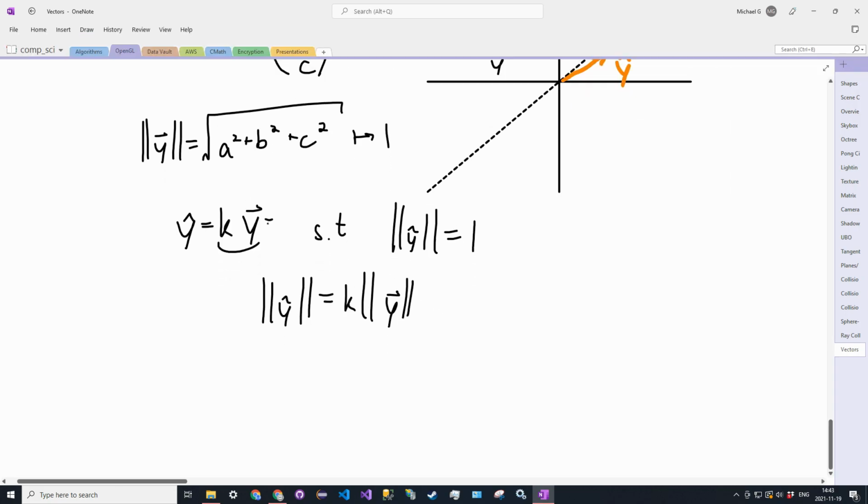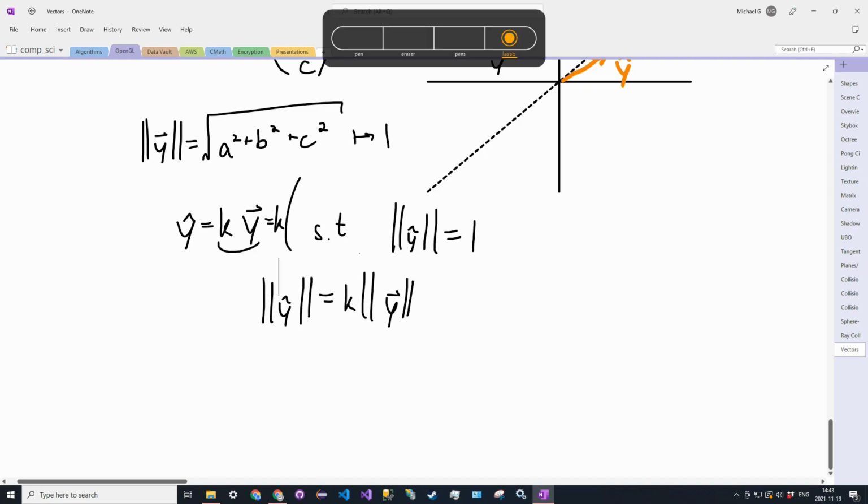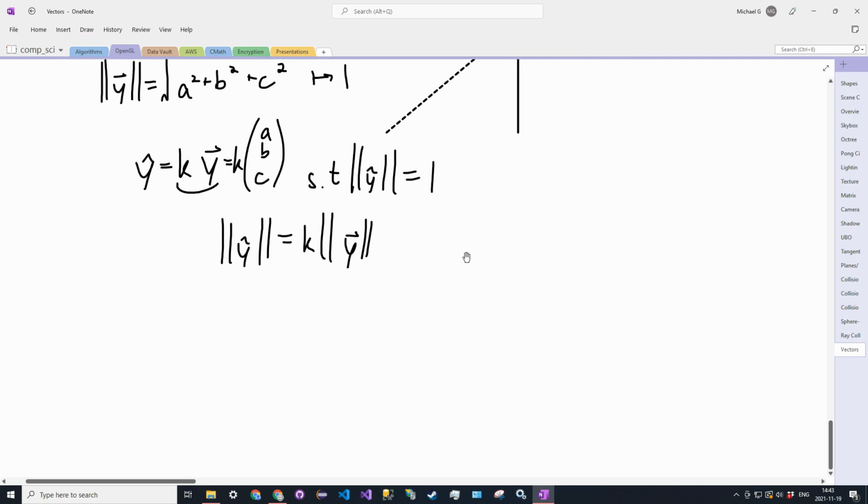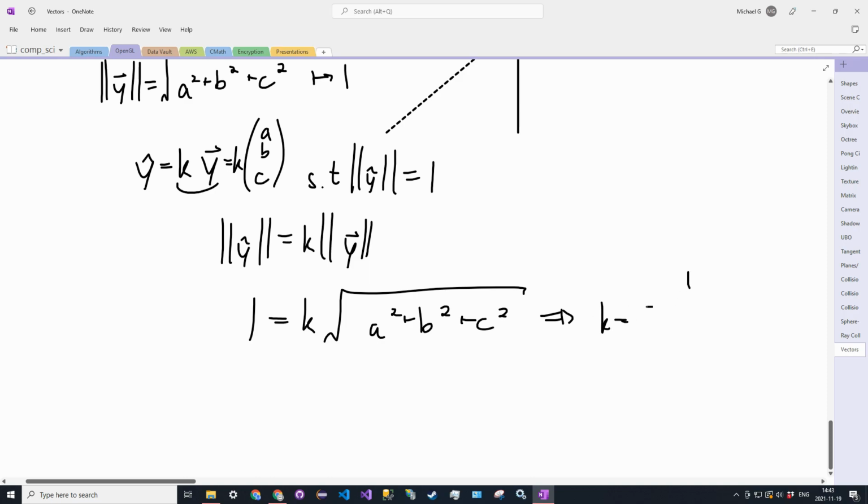So this is equal to k times abc. And if we plug in some numbers, the desired magnitude is 1. And this is equal to k times the square root of a squared plus b squared plus c squared. And therefore, k is equal to 1 over the square root of a squared plus b squared plus c squared, which is equal to 1 over the magnitude of the vector y.